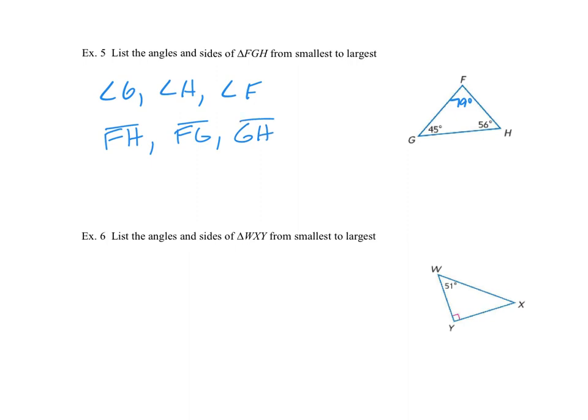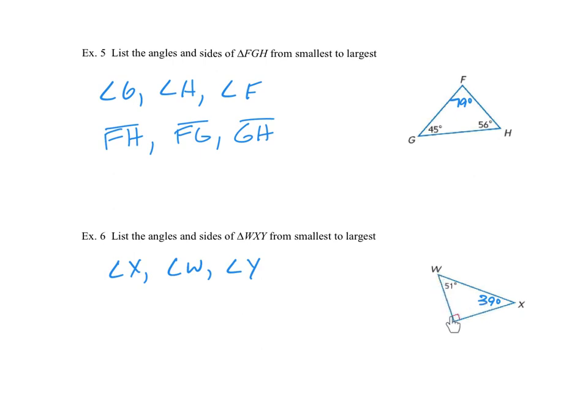All right. And then one more example of listing angles and sides from smallest to largest. We have 2 of the 3 angles, so using your triangle angle sum theorem, we know that the missing angle would have to be 39 degrees. Okay, so that 39 degree angle is the smallest of the 3 angles, so we'll list angle X first, followed by angle W at 51 degrees, and then the largest angle is that right angle, angle Y, which of course is 90 degrees.